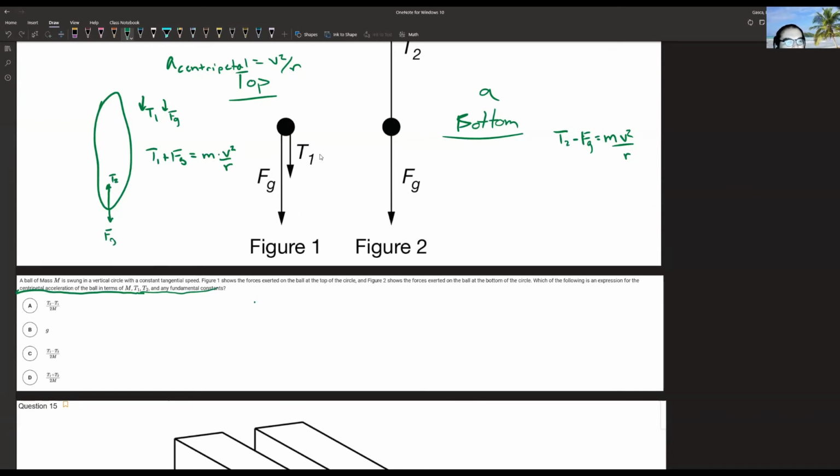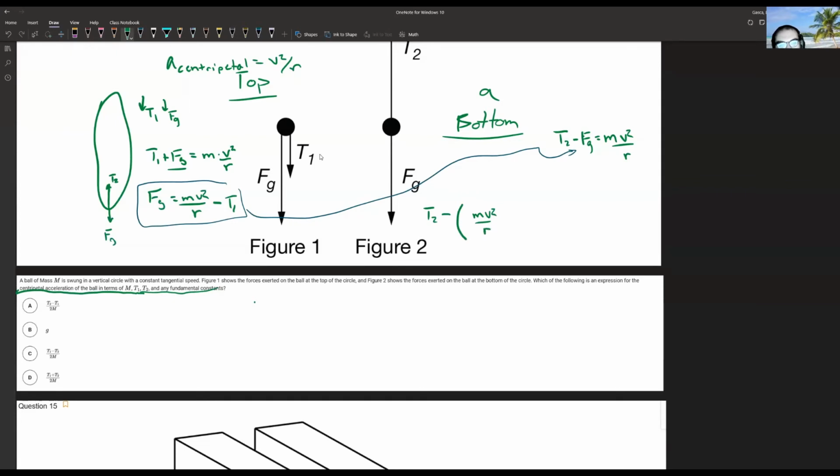So what can we go ahead and do? Well, I think we can go ahead and solve for the force due to gravity here. And we get the force due to gravity is mv squared over r minus T1. And we're going to substitute that into this expression over here. And we get T2, we're going to have to distribute a negative, so I'm going to put it in parentheses, mv squared over r minus T1 in parentheses equals mv squared over r.